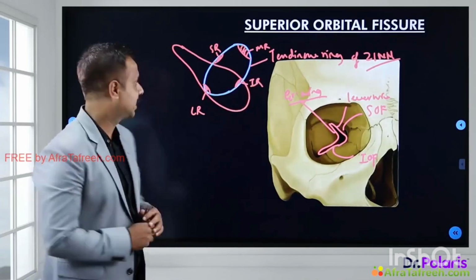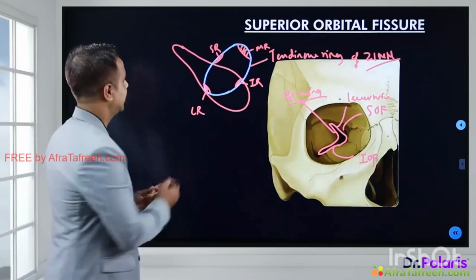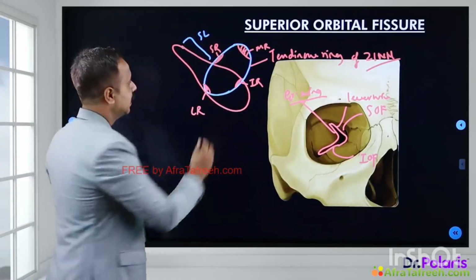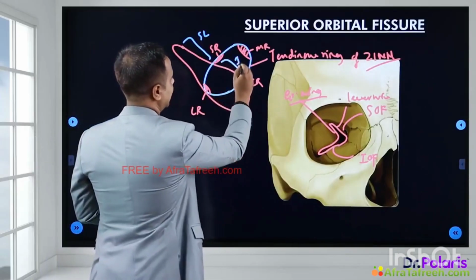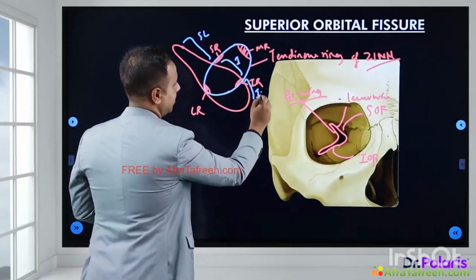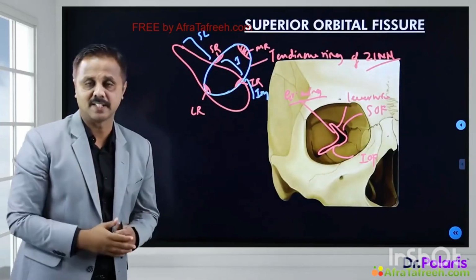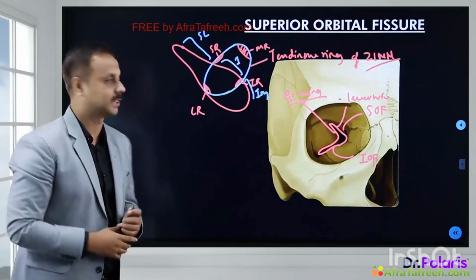The entire superior orbital fissure is divided into 3 compartments. This is known as the superolateral compartment. Then we have an intermediate compartment, and then we have an inferomedial compartment. Each compartment will allow for passage of important structures. Now let's try to understand what these structures are.